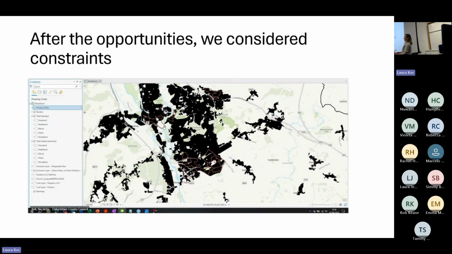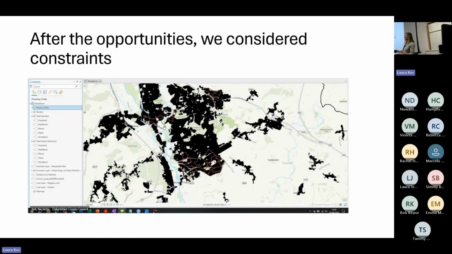After we built in those opportunities and understood those spatial levels of information, we had a lot more maps than I can fit on one screen. We then needed to consider constraints. So where are the places that we can't create landscape scale habitat? And that's probably people's houses and car parks. So that's what we cut out here.